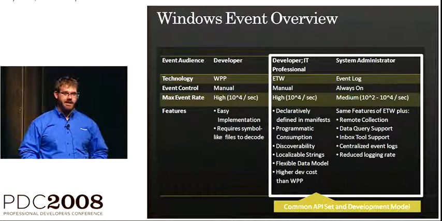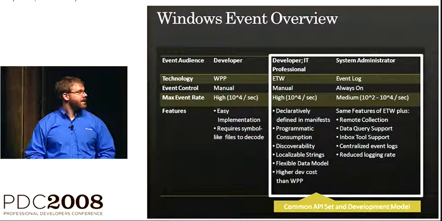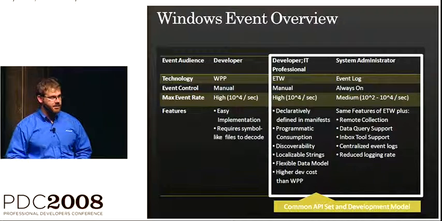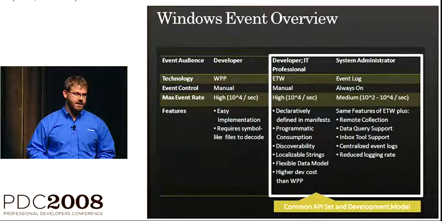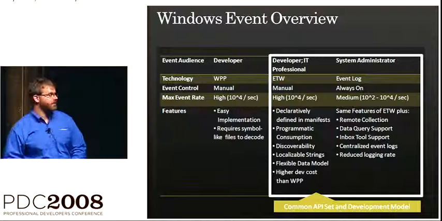The event log also adds some extra features in terms of remote collection and in terms of doing data queries. But when it comes to the authoring experience for the developer, the only difference between the two is what I put in the manifest. And it really comes down to a couple extra lines on telling those events to be enabled always and to go to the event log.